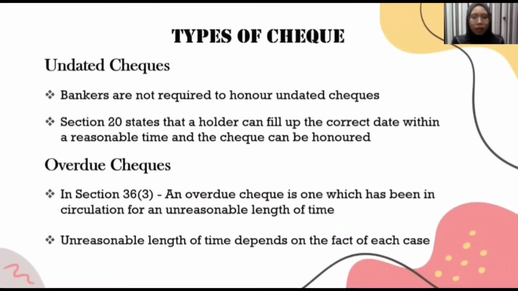Okay. Types of check. Firstly, undated check. Bankers are not required to honor undated check. Section 20 states that a holder can fill up the correct date within a reasonable time and the check can be honored. Overdue check. In Section 36(3), an overdue check is one which has been in circulation for an unreasonable length of time. Unreasonable length of time depends on the facts of each case.